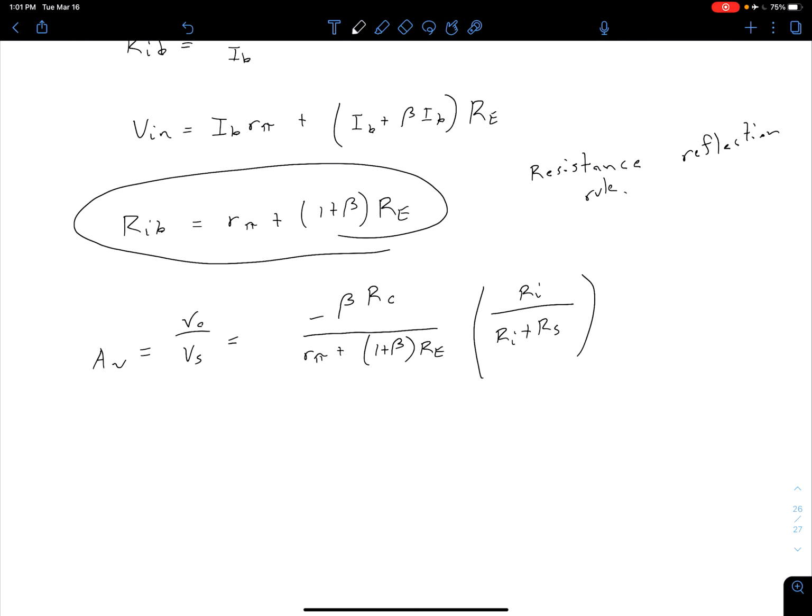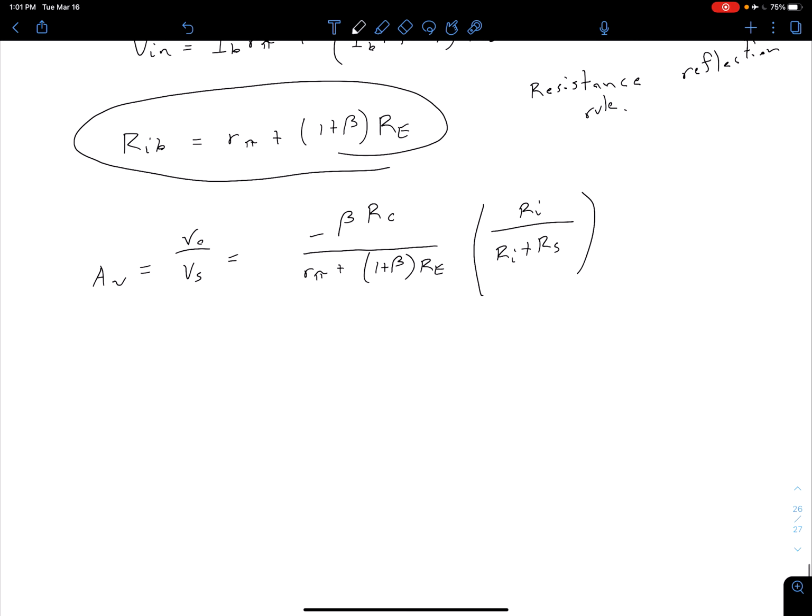Okay, so this would be our updated voltage gain equation, but we can make some pretty reasonable simplifying assumptions to get a first order approximation. So let's simplify with some assumptions.